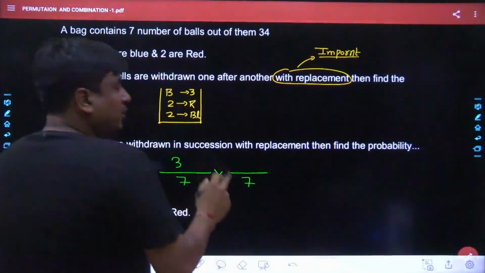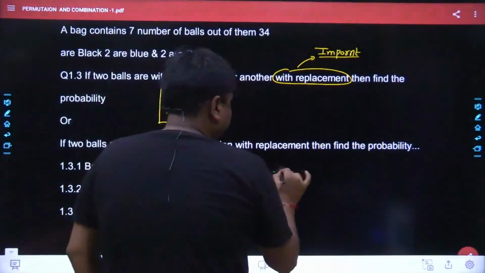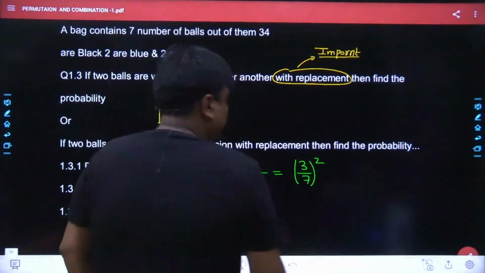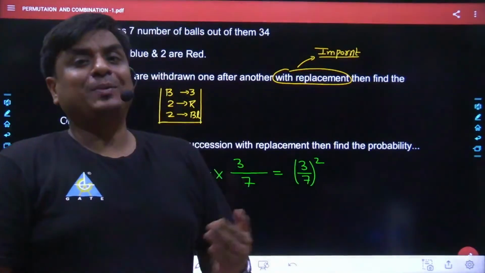Similarly, how many black balls did we have? Here also the number of black balls is 3. Put together, what had been the result over here? The result is 3 divided by 7 raised to the power of 2. So that had been the difference between the problem one after another with replacement and without replacement.